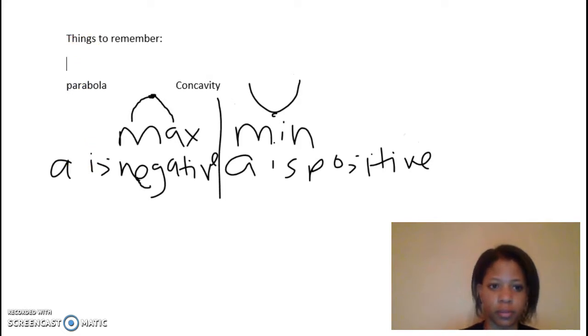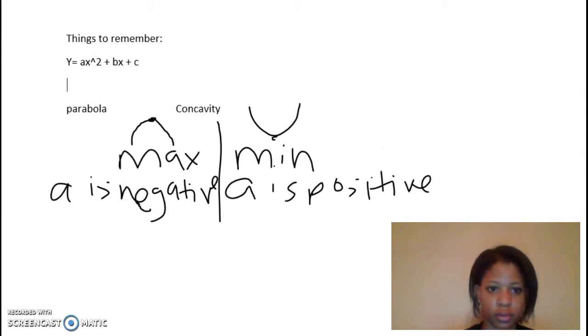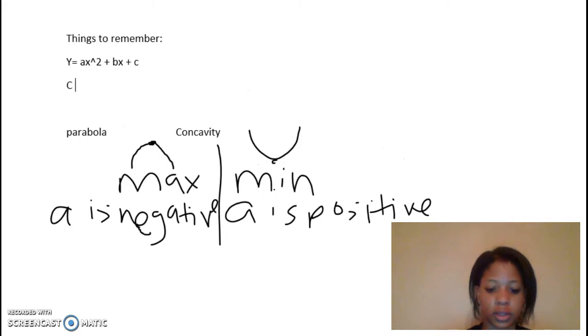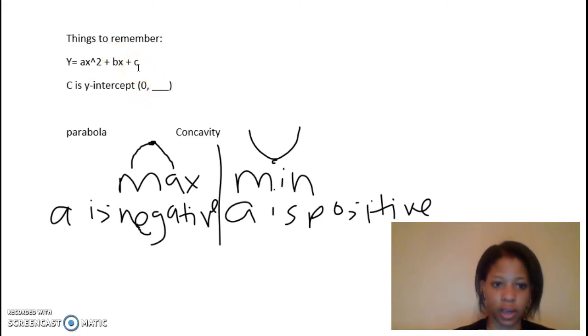Alright, so the standard form for a quadratic is y equals ax squared plus bx plus c. Okay? So c is always your y-intercept. So that's where it's going to cross the y-axis. Then if you're actually writing it as a point, it's going to be 0, and then wherever it crosses your y-axis, right? So your x value there is always going to be 0, and then your y is going to be whatever c is. Okay?